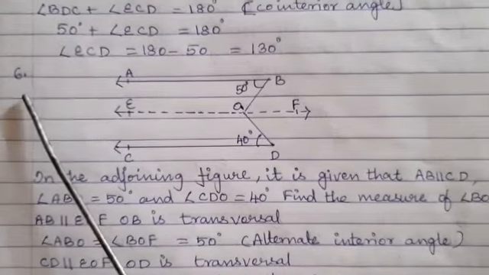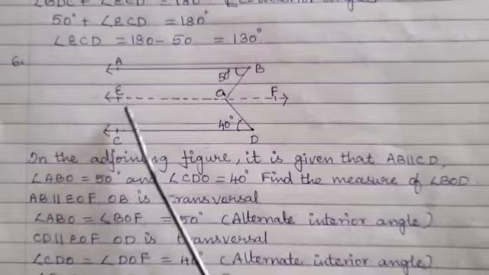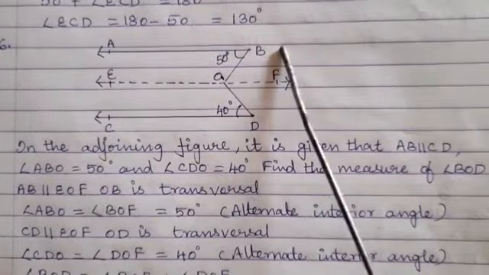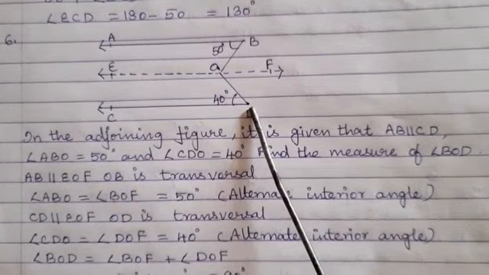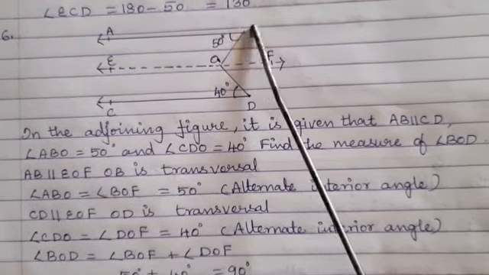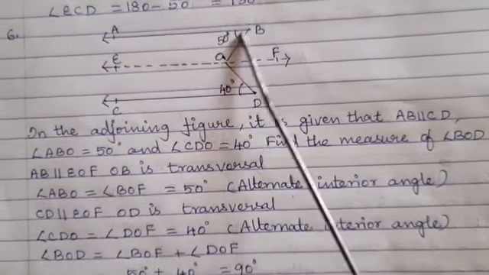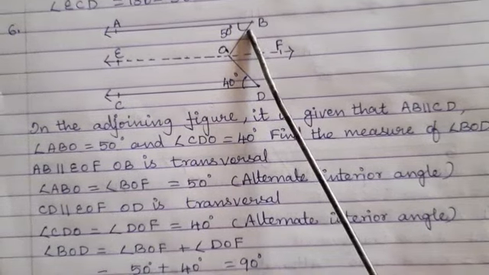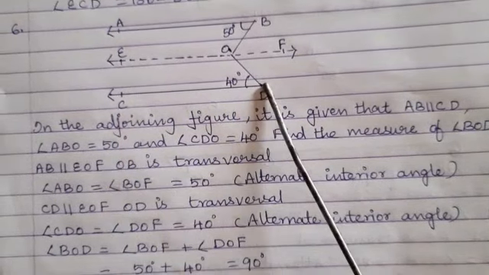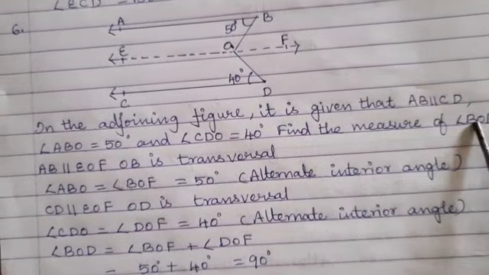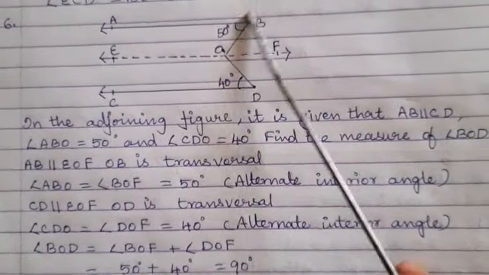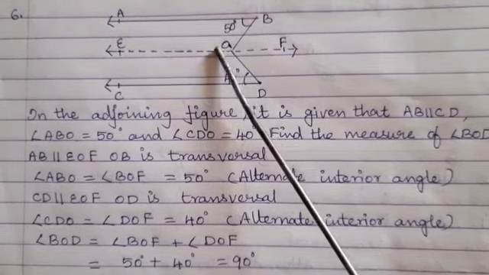Question number 6. See in the adjoining figure, line AB and line CD are parallel lines, and angle ABO, this angle is 50 degree, and angle CDO equal to 40 degree. Find the measure of angle BOD, that is BOD, the complete angle is asked.